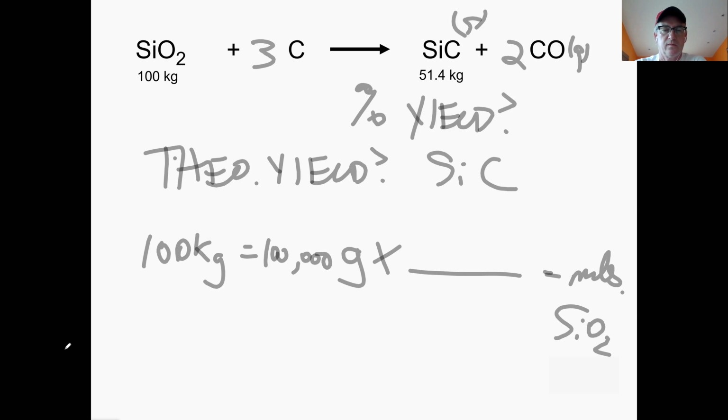How do I get moles of silicon dioxide? Multiply by 1 mole over 60.08 grams. So 1 mole of silicon dioxide is 60.08 grams. So I cancel my grams out. How many moles is that? That's going to be a lot.